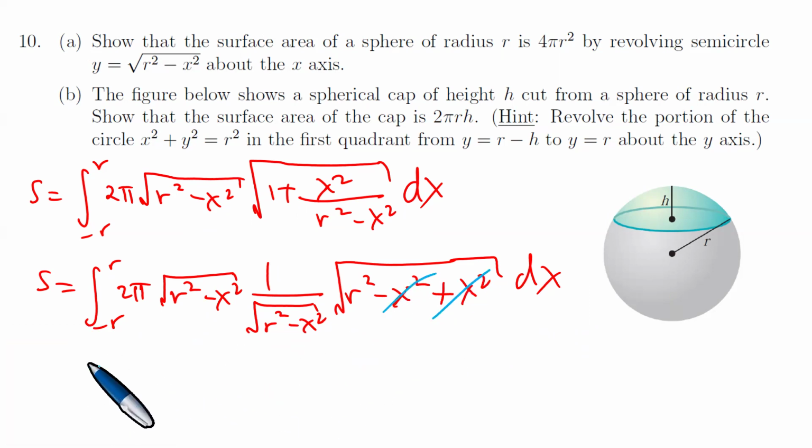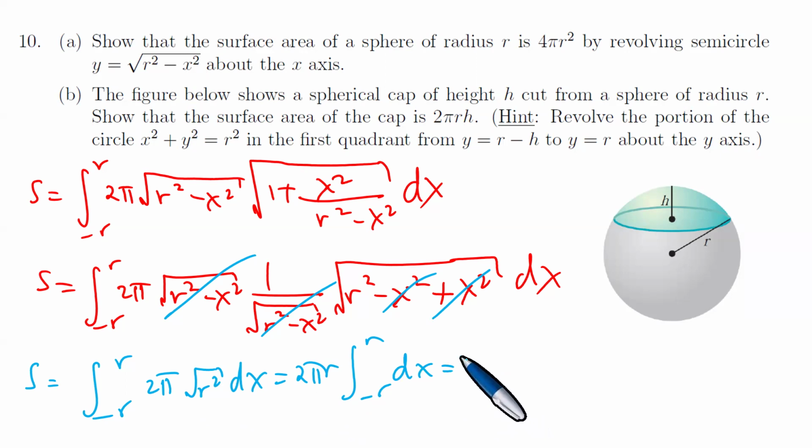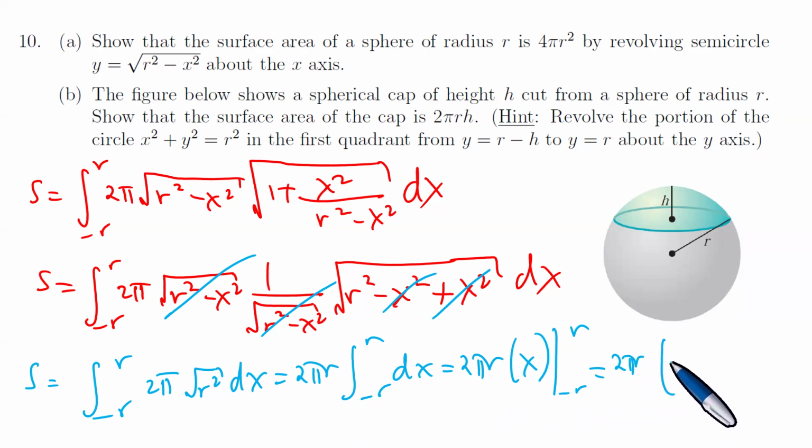You know, the x squared minus x squared is a 0. And we therefore get that this one is going to cancel this, giving us the integral from minus r to r of 2 pi times the square root of r squared, which is 2 pi r, dx. So 2 pi r, and then we have x, the integral from minus r to r, which is 2 pi r times r minus, then minus r.